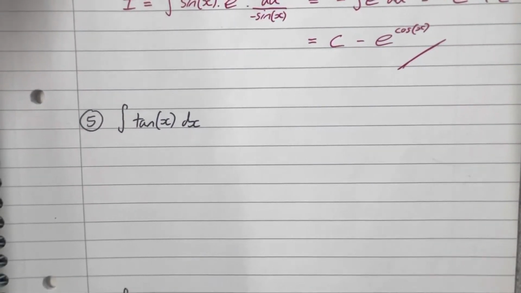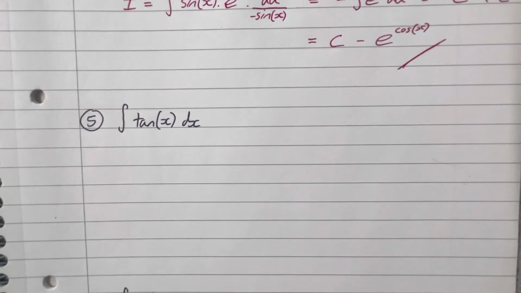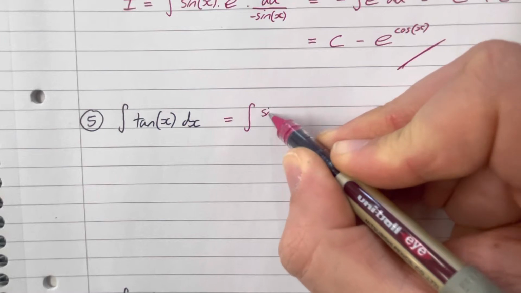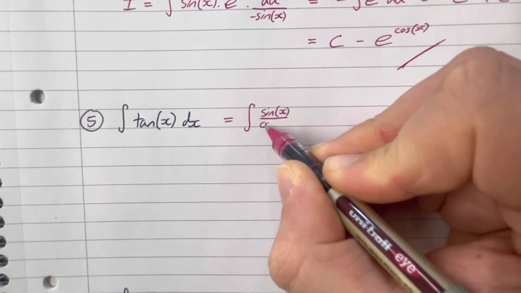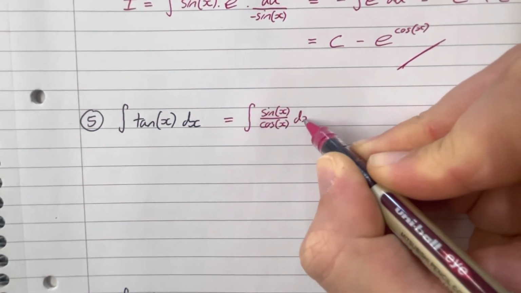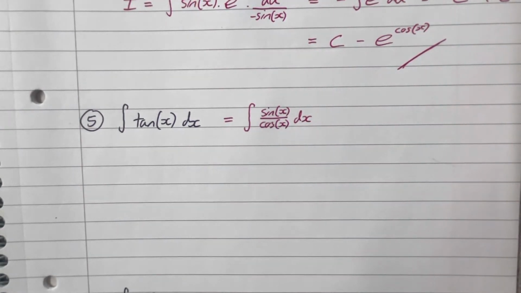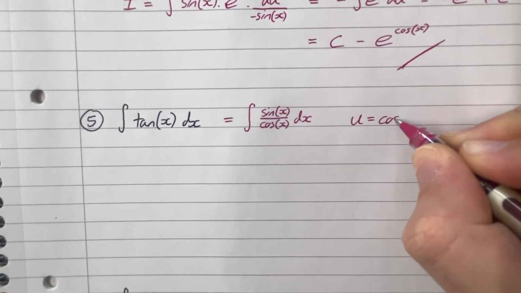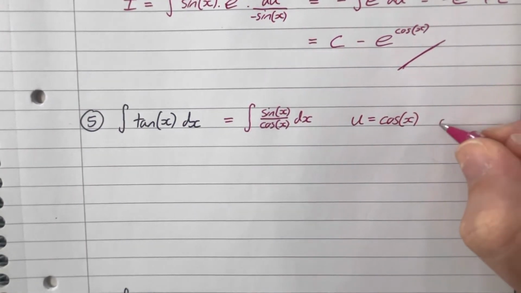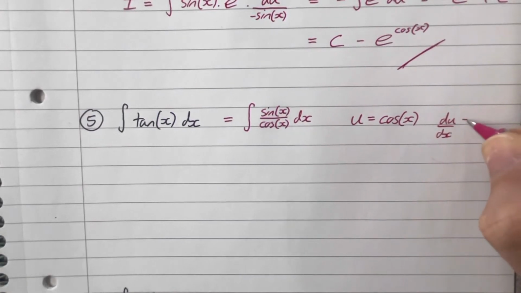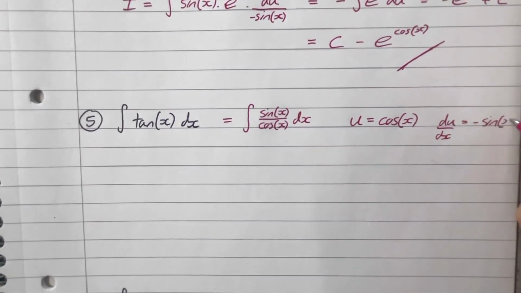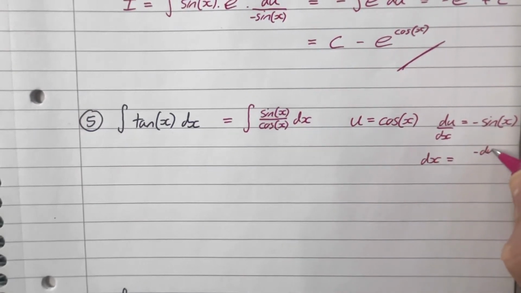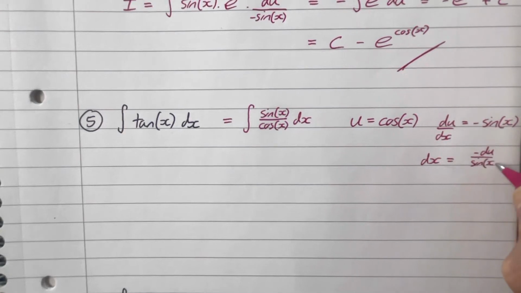Fifth example, tan of x. So if I write this as the integral of sine of x divided by the cosine of x with respect to x. Again, it's not obvious what the substitution is, but u is going to be cos x again, because then in the du by dx, which will be minus sine x, the sine x's will cancel. So we end up with dx is going to be negative du divided by sine x.